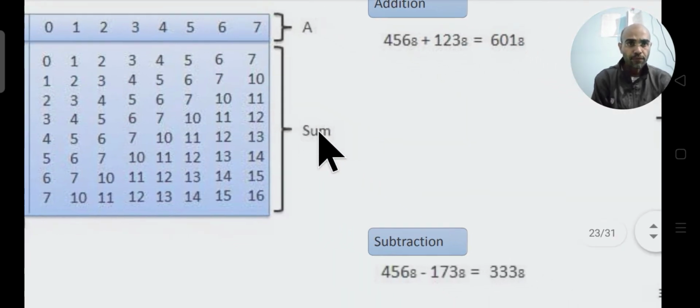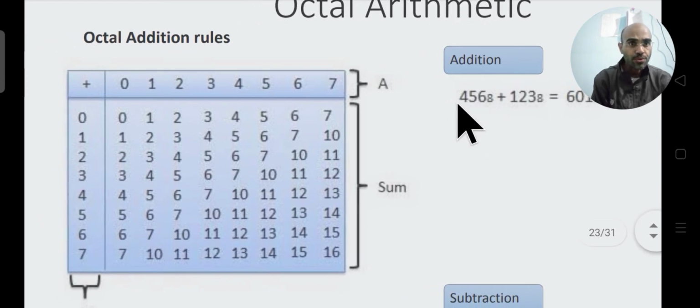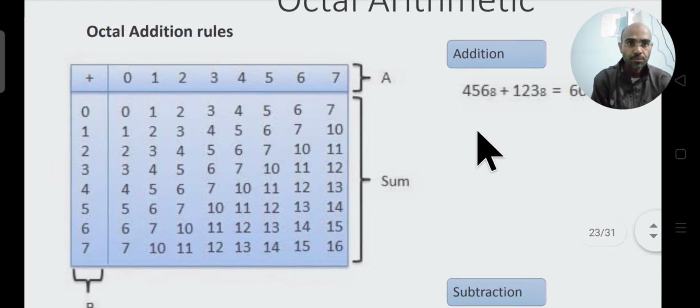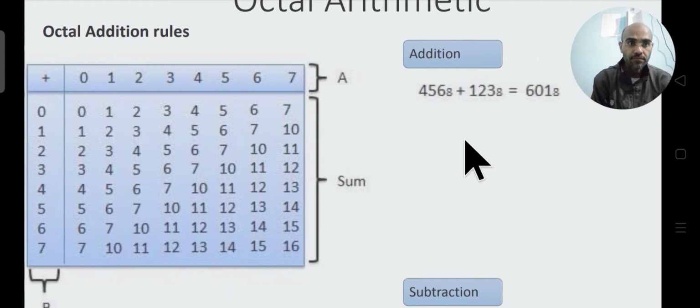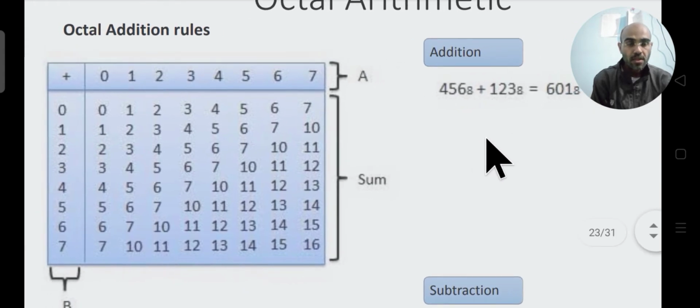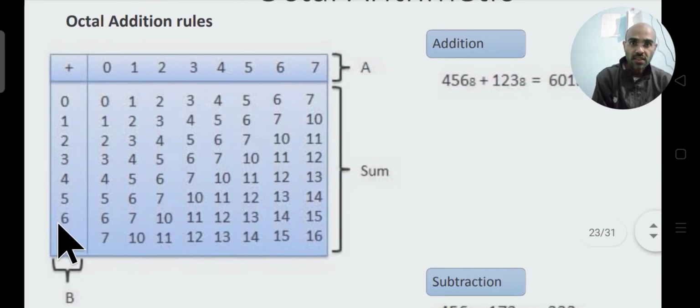Considering this, if we perform the addition of two octal numbers 4, 5, 6 and 1, 2, 3, we have to use the rules. To do this, we should start as per our learning of the arithmetic operations. We should start from the LSB side. So 6 plus 3. We have to take 6 on one side of the table and 3 on the other. So 6 plus 3 will be equal to 1, 1.